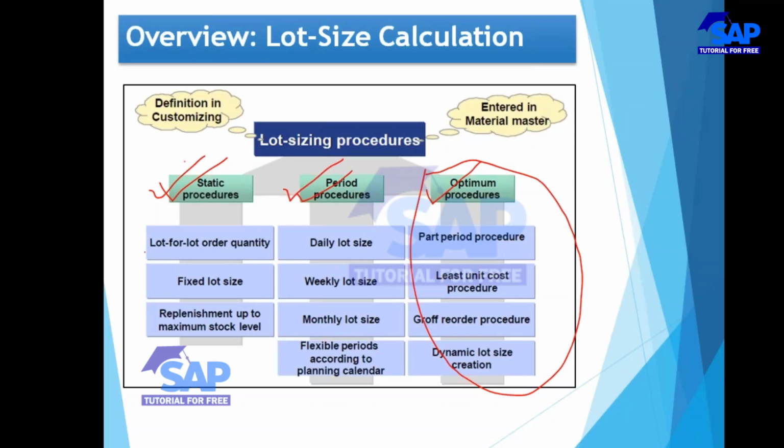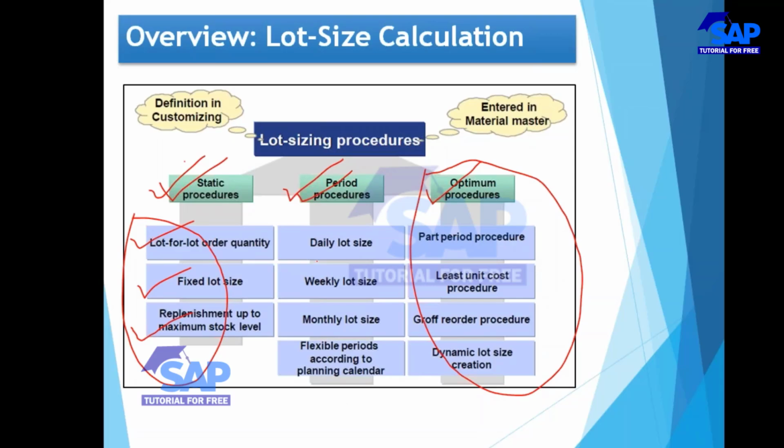So in the static procedures we have lot-for-lot order quantity. That means whatever your requirement is, to the exact quantity you will be getting your receipt elements, lot for lot, exact same. Okay, then we have fixed lot size. We'll discuss this also. That means your procurement quantity or your production quantity will remain all the time the same, it's fixed. And then you have replenishment up to maximum stock level. So these are the ones you have in the static procedures.